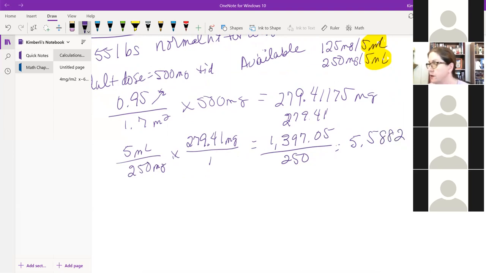5.5882. Now, if you're looking at a 10 milliliter dosage spoon, are you going to be able to measure that amount, that 5.5882, or even 5.59 if you round it to two decimal places? No. Okay. So the closest we're going to get here is pretty much 5.6, maybe. Yeah. 5.6 is going to be about the closest you're going to get.